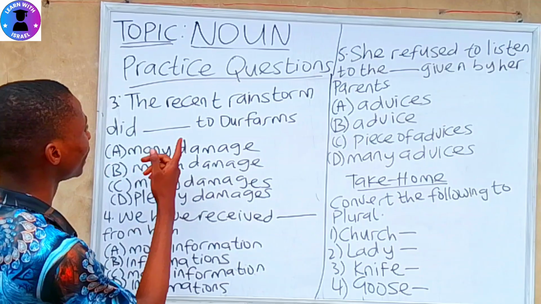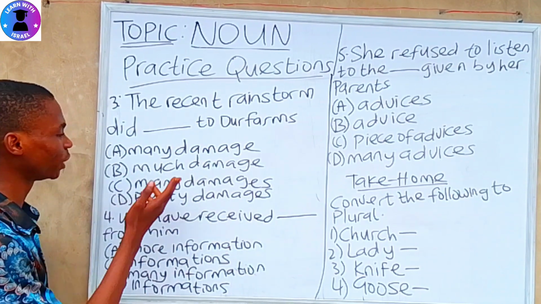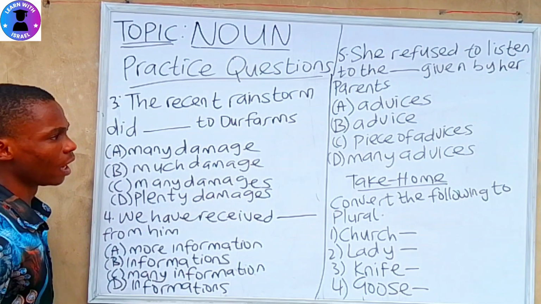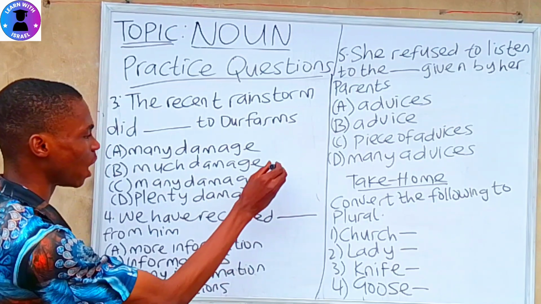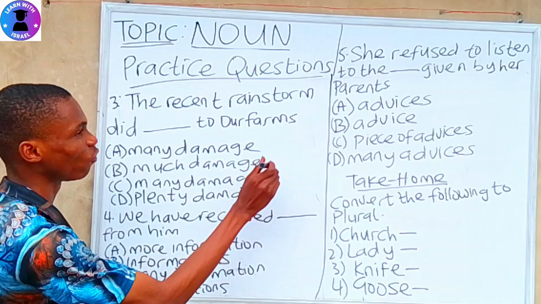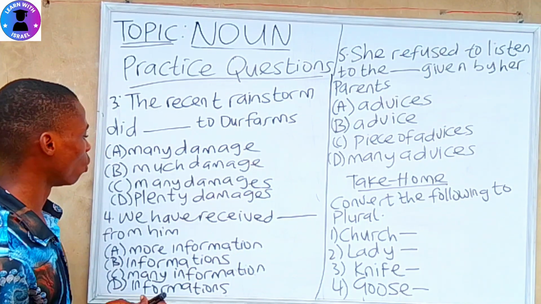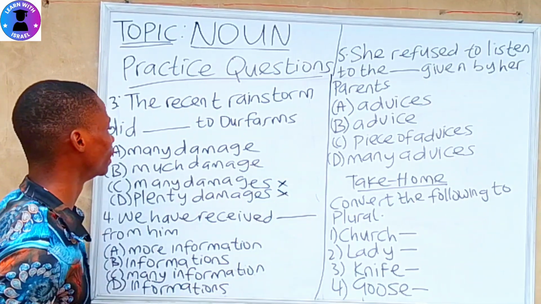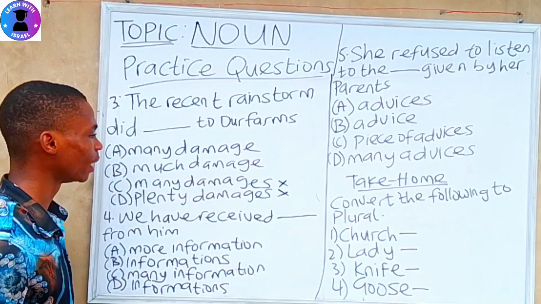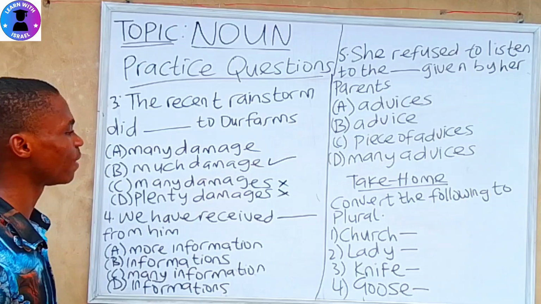Question 3. The recent rainstorm did blank to our farms. A. Many damage. B. Much damage. C. Many damages. D. Plenty damages. Damage as a noun does not include S. Adding S to damage as a noun makes it wrong. So options C and D are eliminated. For option A, many damage is also wrong. The correct answer is much damage. The recent rainstorm did much damage to our farms.